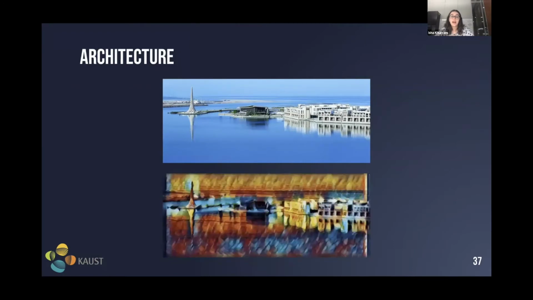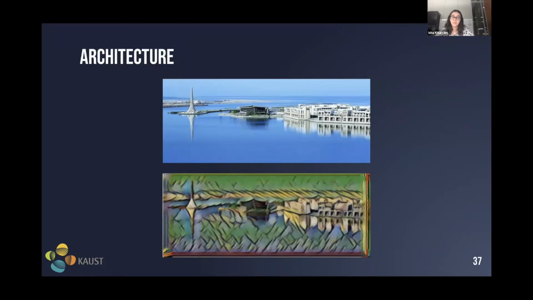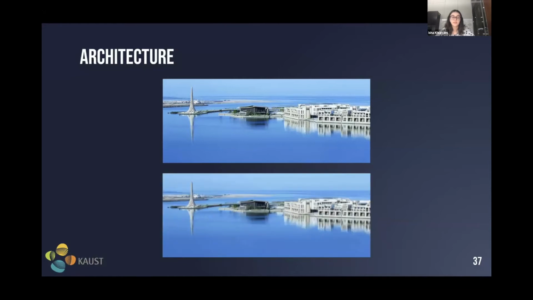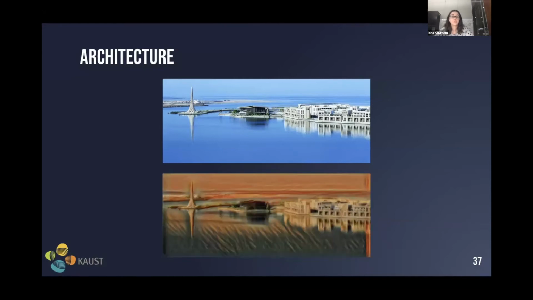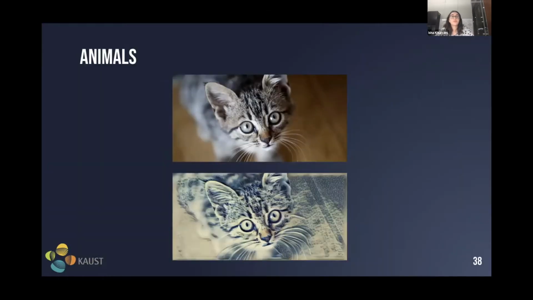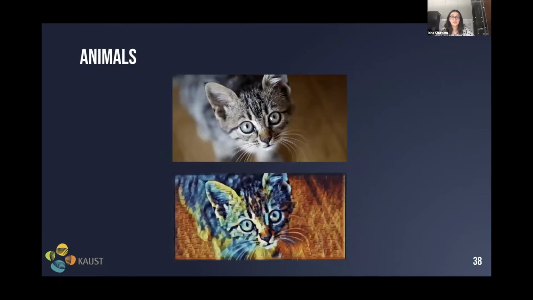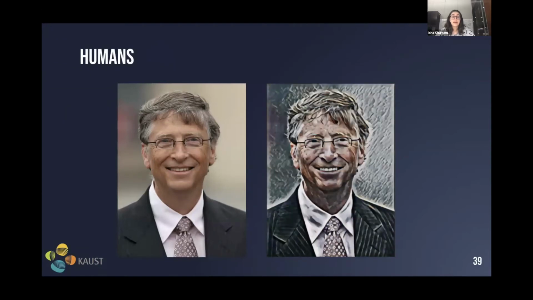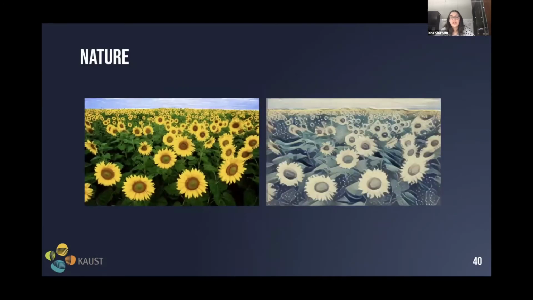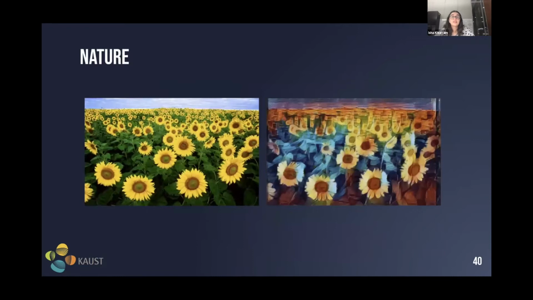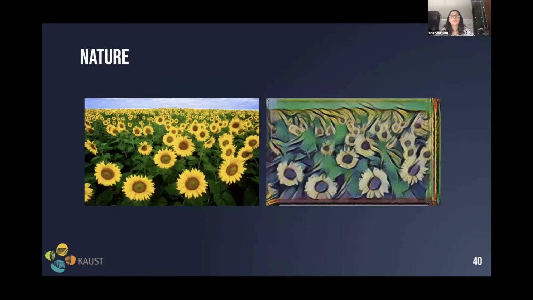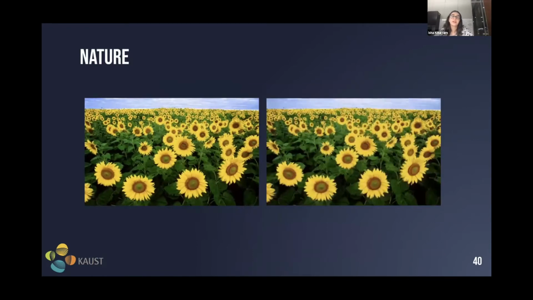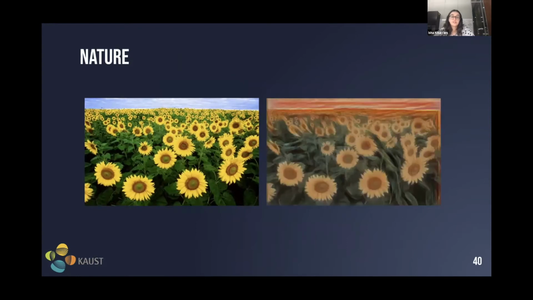This is the KAUST beacon. This is a landmark that everyone recognizes KAUST by, and I'm just trying to make the point that this works with architecture. This also works with animals here, as you can see with this very cute kitten. It also works with humans as well as nature. So the point that I'm trying to get across is that you can take literally any photo and completely transform the way that it looks by applying a style of one of your favorite artists.